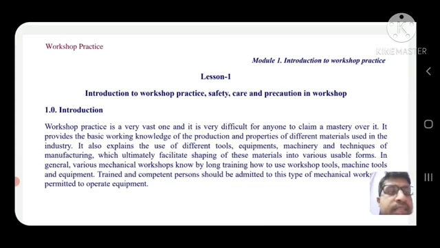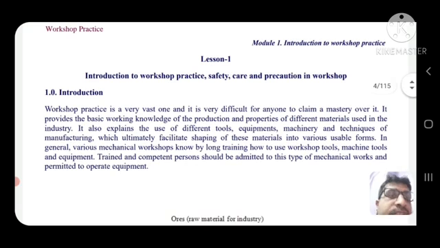Today I am discussing workshop practice. That is the sessional paper dedicated only for first year of mechanical engineering and computer science engineering. Workshop practice. Actually, what is the definition of workshop? Why is the workshop required?